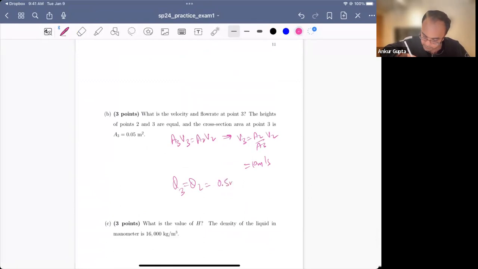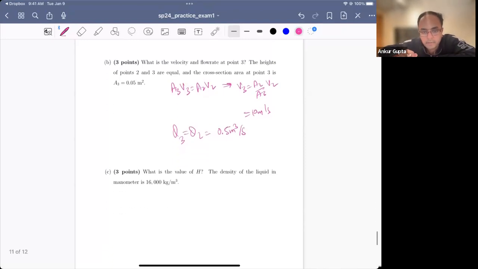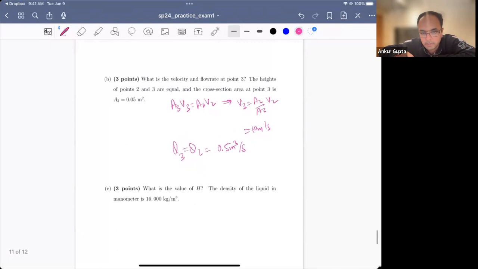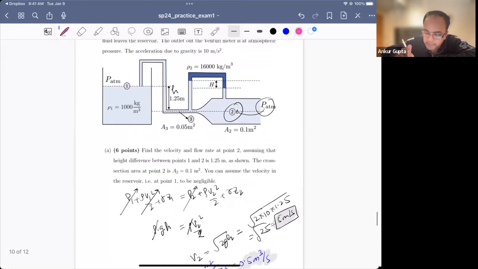0.5 meter cube per second. All right. Now it says, what is the value of capital H? The density of the liquid in the manometer is 16,000 kilogram per meter cube. So this liquid here is 16,000 kilogram per meter cube. And what is the value of H there?